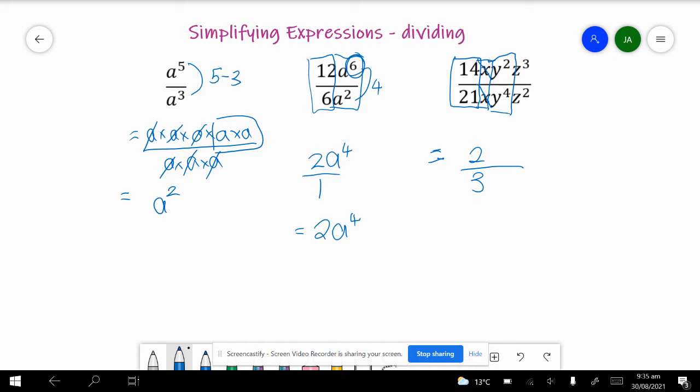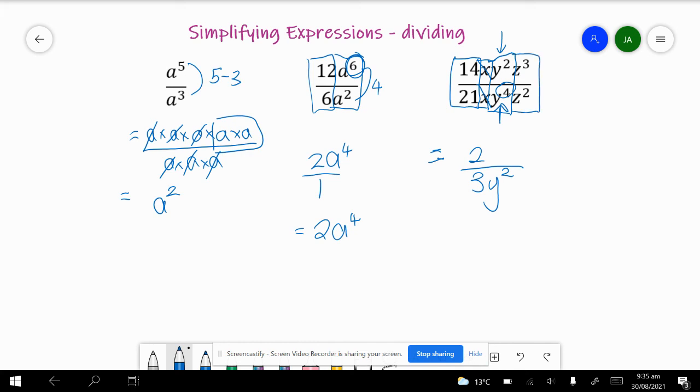Now when we look at the y's, you can notice that we've got y to the power of 4 on the bottom line, or the denominator, and we've got y squared on the top line. Now, if we look at our powers, we've got 2 and 4. 4 minus 2 is 2, but the biggest power is actually on the bottom line. So that's where the y ends up. So our y squared ends up being on the bottom line because that's where the biggest power is.